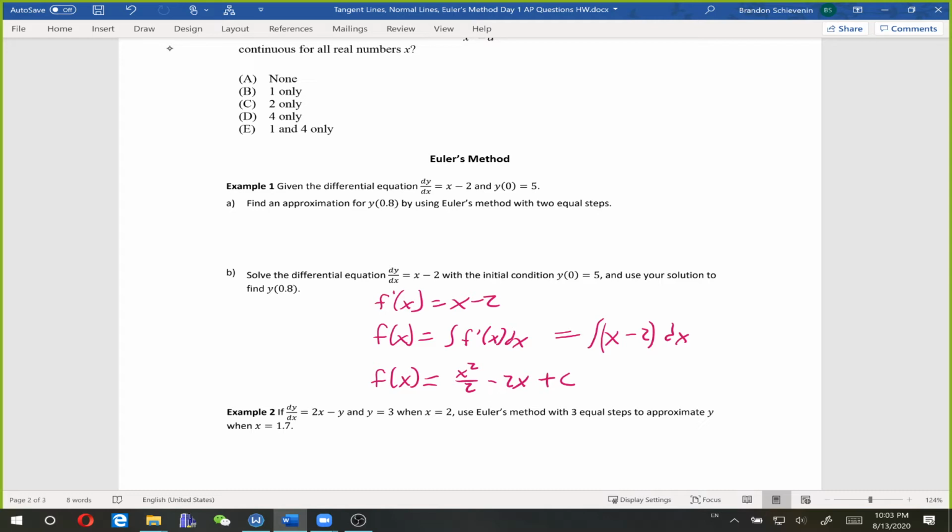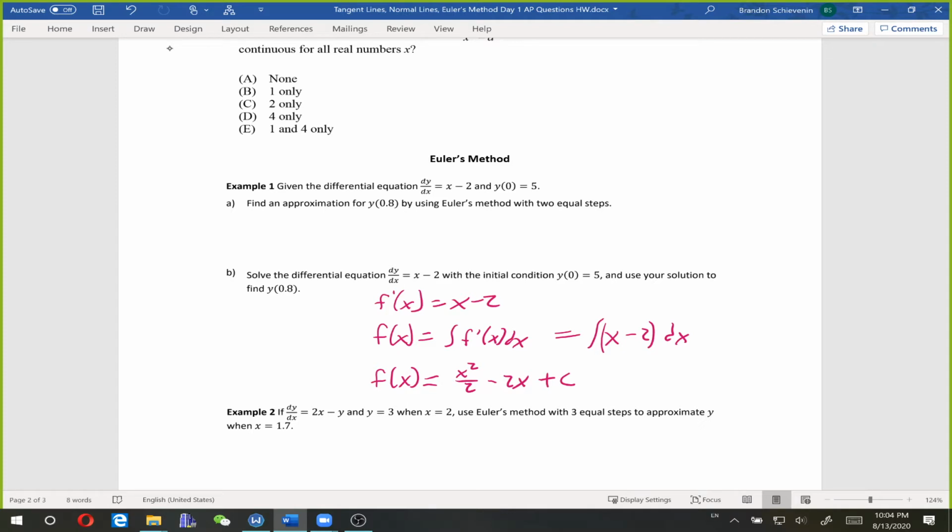If I know that when x is 0, y is 5, when x is 0, f of x is 5, then I can plug that in to solve for C, and we'll get an actual answer for what the real equation was. Then we can use that real equation to solve for what our y value is when x is 0.8.